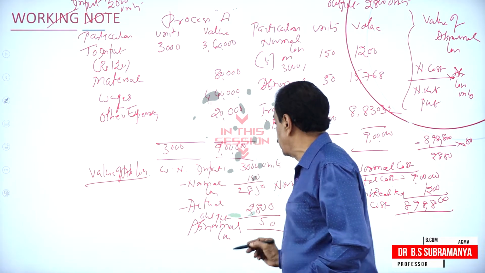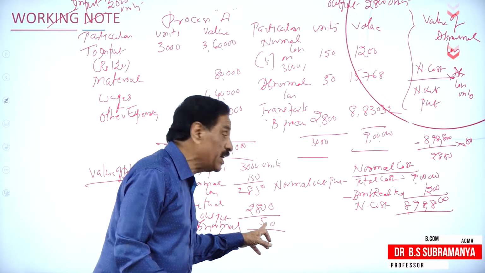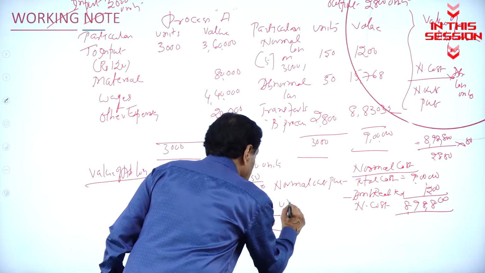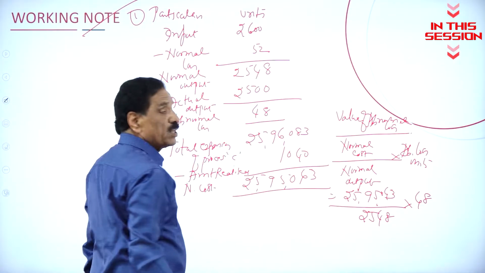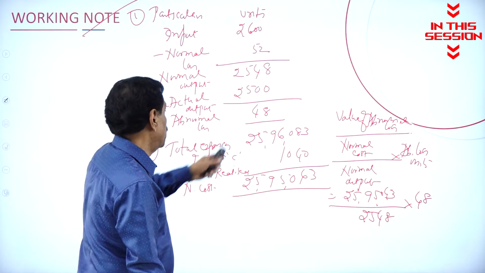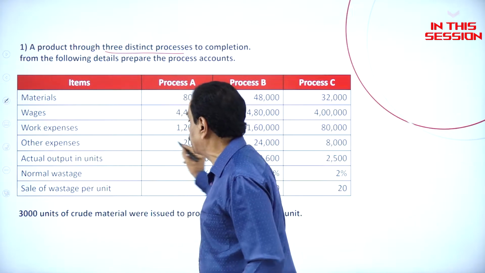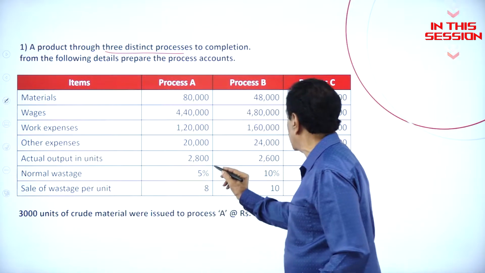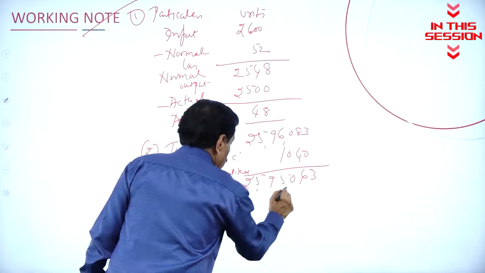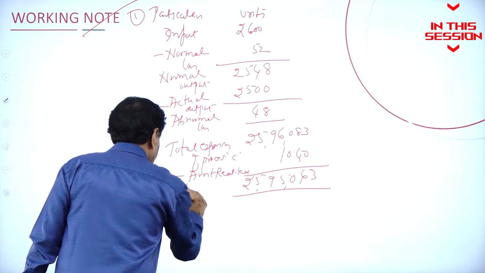3000. Normal loss is 150. Normal output is 2850, but it actually is 2800 units. That's all. You require how much? 2548, but it is only 2500. How much abnormal loss? 48. Material 80,000. Wages, work expenses, other expenses. Actual output here is 2800. 25 lakh. 95,043. Normal cost.